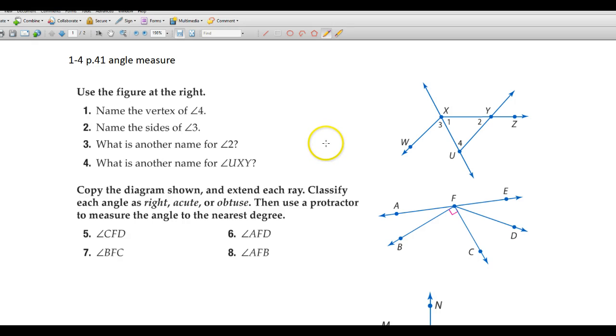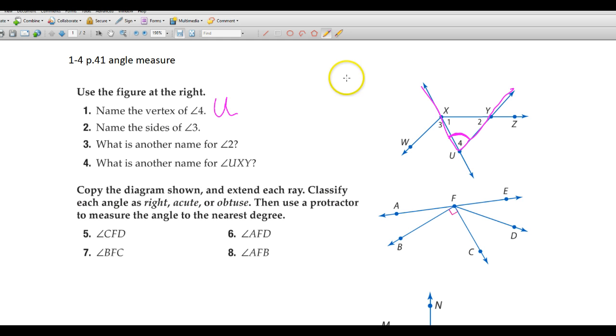Number 1, name the vertex of angle 4. So angle 4, this angle right here, where its two sides meet, is at point U, and that is its vertex.